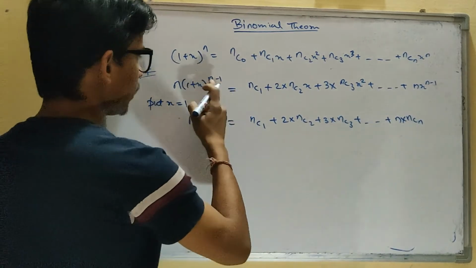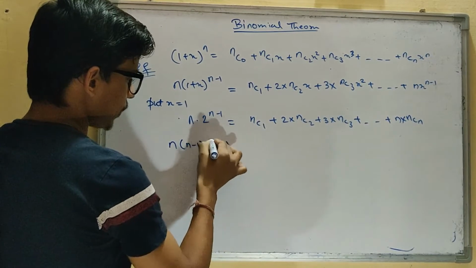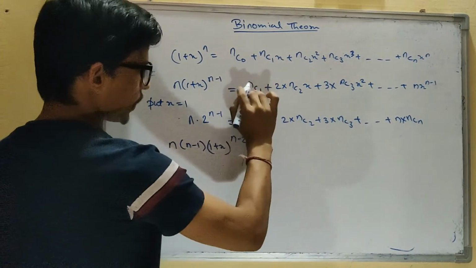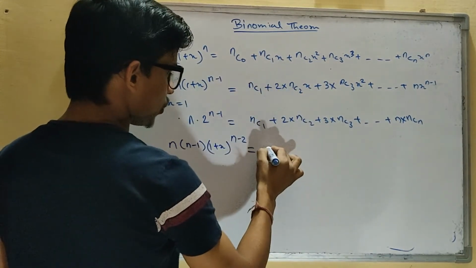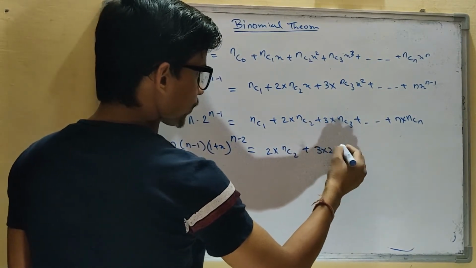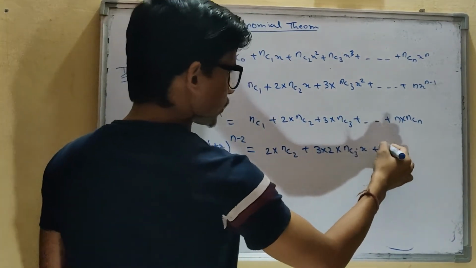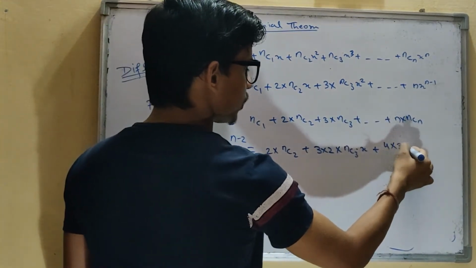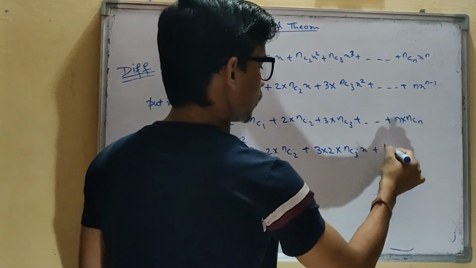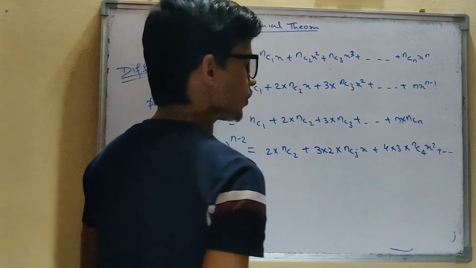Differentiate it again. So n(n-1)(1 + x)^(n-2). Now if you differentiate this, the constant becomes 0, and this will become 2·nC2, and here 3·2·nC3 x plus 4·3·nC4 x^2. So this is how it happens.